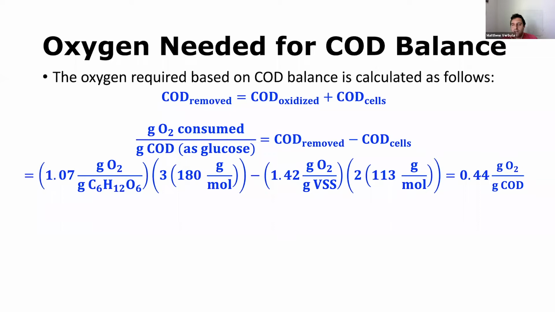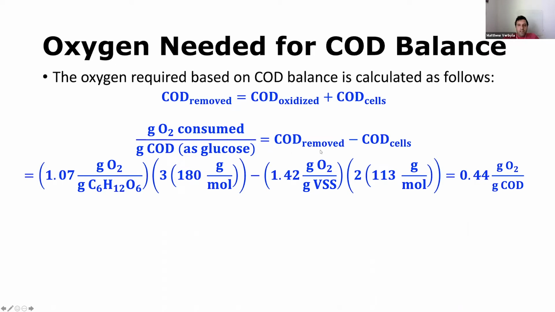So we have the COD that's used to oxidize organic matter to CO2, and we've got the COD that's used to produce new microbial cells. All right, so COD removed equals COD oxidized plus COD of cells. We rearrange that equation to calculate the COD that's being oxidized. We get this form that the grams of oxygen consumed in the reaction divided by the grams of COD, and in this example, we're still imagining that all of that COD is present as glucose. And that's equal to COD removed minus the COD from the cells.